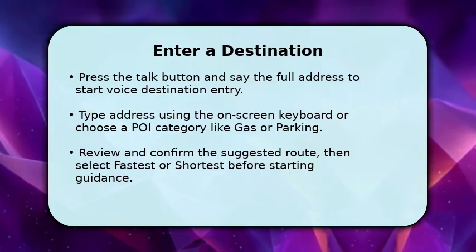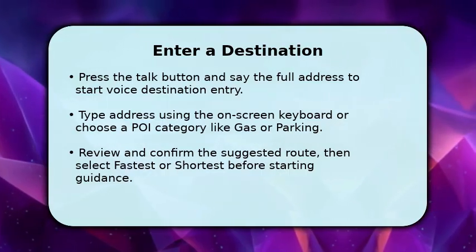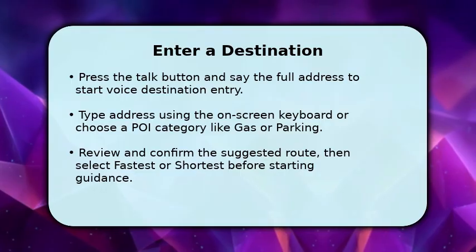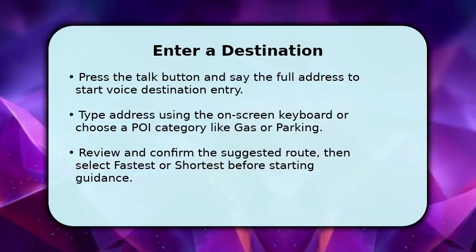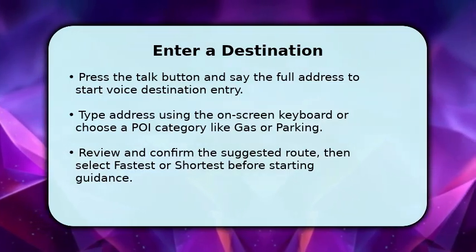After selecting a match, the system displays route options. Review the alternatives, then select fastest or shortest, and press Start to begin turn-by-turn guidance and estimated time and distance.